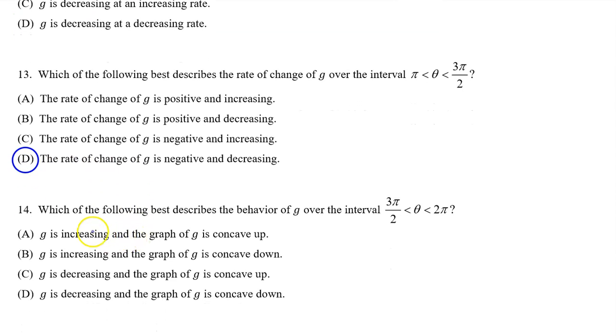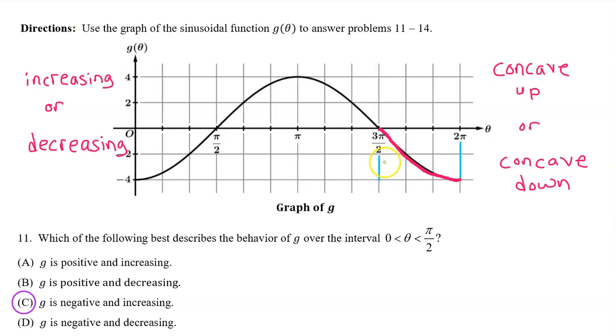Number 14. Which of the following best describes the behavior of g over the interval from 3 pi over 2 to 2 pi? Is g increasing or decreasing? And is g concave up or concave down? I've highlighted the interval from 3 pi over 2 to 2 pi. First of all, is g increasing or decreasing on this interval? G is clearly decreasing. We can see that the values are falling from left to right. So decreasing.